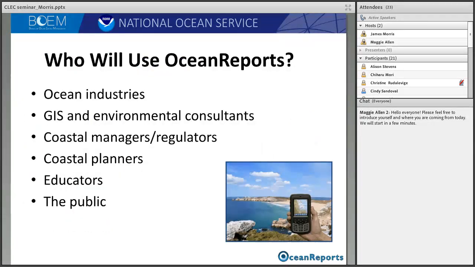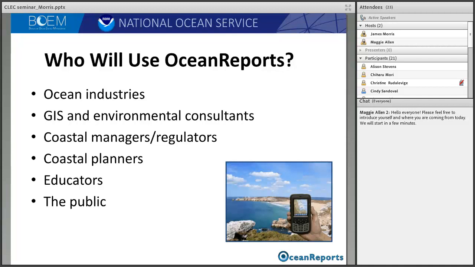This tool, we feel like it's going to be one of NOAA's major accomplishments for the year. It just came out last week in the White House's Science and Technology Highlights Report as providing a never before seen amount of marine spatial data to the public. We're going to see that ocean industries are going to use this tool, not just aquaculture, but many other ocean industries. GIS and environmental consultants will use the tool, coastal managers and regulators, coastal planners, educators, and the public. I hope that the aquarium network is going to use this.